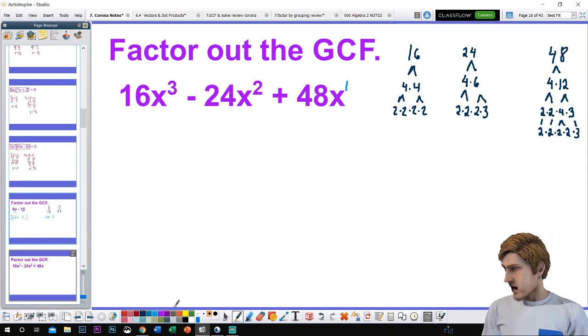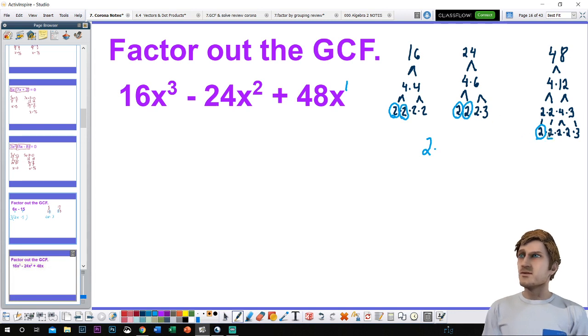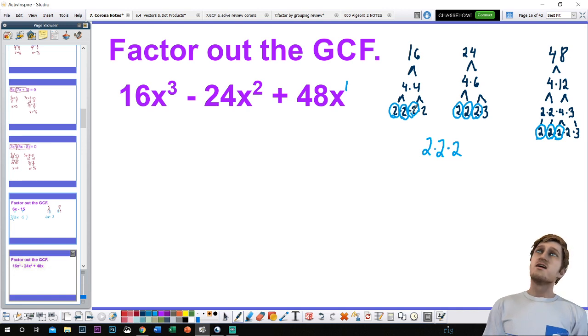Next I'm going to circle whatever they have in common. So this one has a 2, that has a 2, and that has a 2. So I copy that 2. Next, it looks like they have another 2 in common, so I circle each of those and write it down. Next, they still have another 2 in common, so I circle all of those and write it down. That one has a 2, that one has a 2, but that one has a 3 and no 2s. That one has a 3, that one has a 3, but that one has no 3s. So now they have nothing else in common as far as the numbers are concerned. So I know part of my GCF is 8.